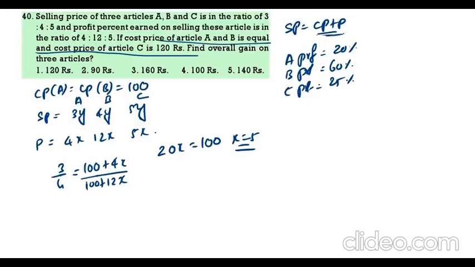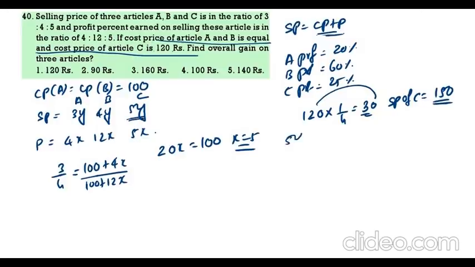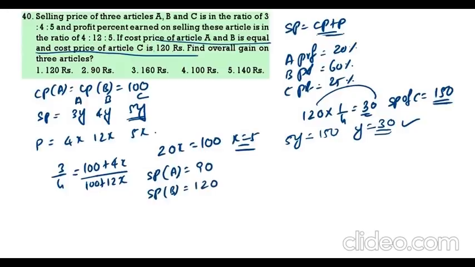Now the cost price of C is given as 120. Profit is 25%, that is 30. So selling price of C is 150, that is 120 plus 30. Selling price of C means 5y. So 5y is equal to 150. Y value is 30. If y value is 30, selling price of A is 90, selling price of B is 120, selling price of C is 150.